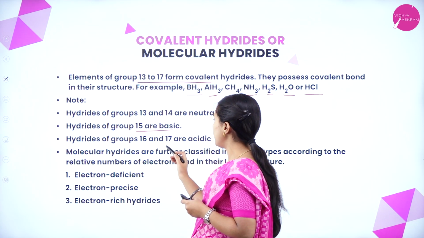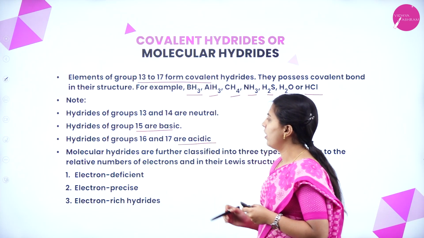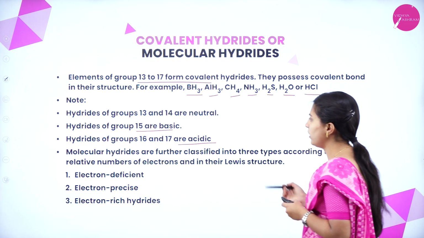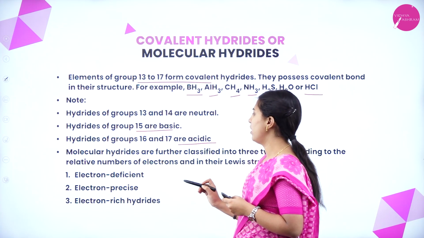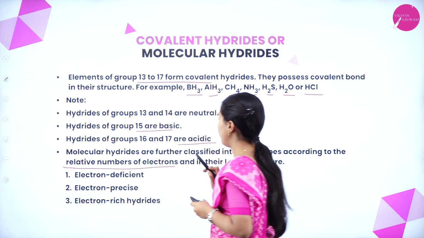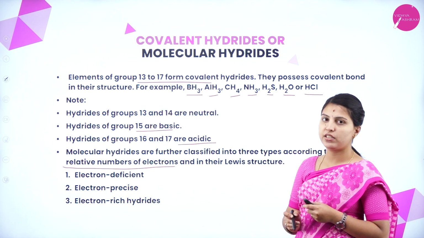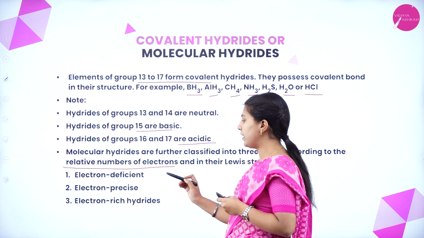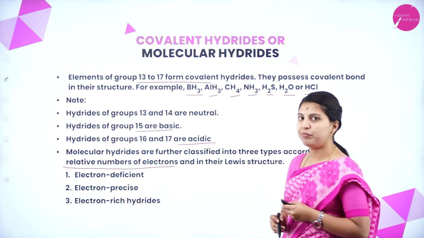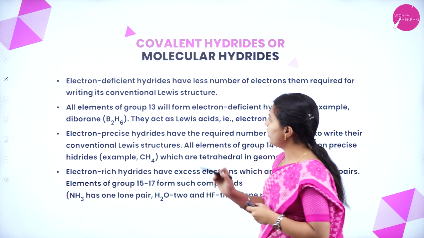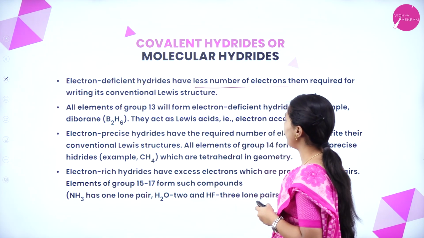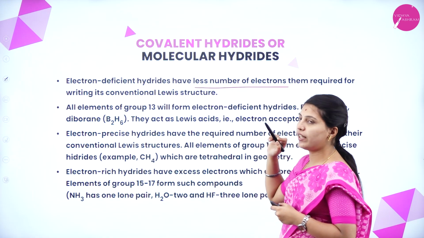Hydrides of group 16 and 17 are acidic. Molecular hydrides are further classified into 3 types according to the relative numbers of electrons in their Lewis structure. Based on that, electron deficient, electron precise and electron rich hydrides have been classified. Electron deficient hydrides have fewer electrons than required for writing the conventional Lewis structure.